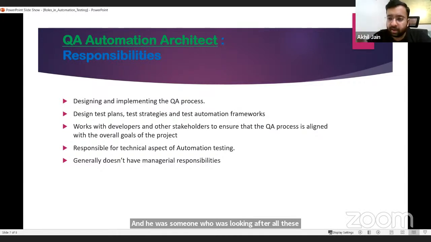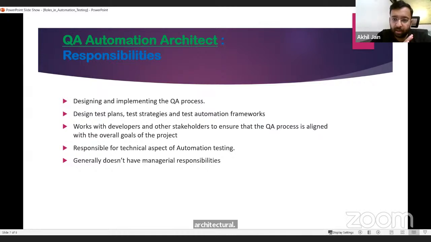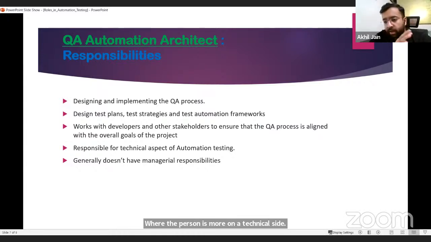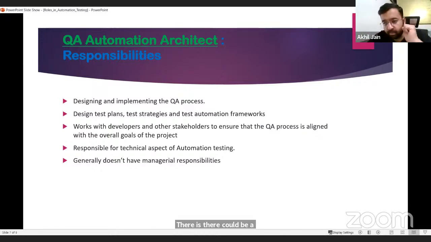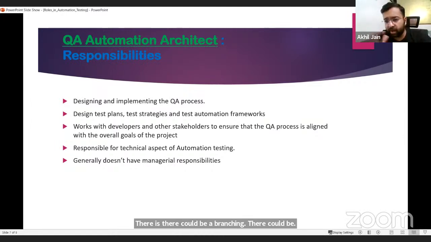But as we are progressing ahead, there's a new role being created, the architect role, where the person is more on the technical side, right? As I was explaining for the lead, the responsibility of the person could be technical plus managerial, or just one of them. Similarly, the same things were applicable for manager also. There could be a branching again: there could be people managers, or there could be technical managers. Depending on the interest of the person, the branch can be picked up.